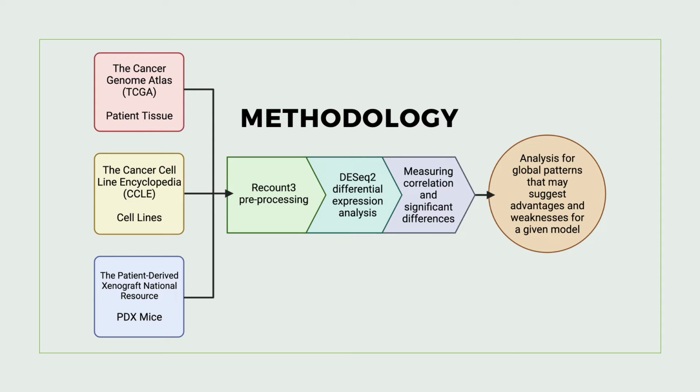To combat batch effects, we pulled the data from a resource called Recount3, which uniformly processes raw RNA-seq data with the monorail system to make cross-comparison between consortia more accurate. From here, we ran the data through the DE-seq2 program, which provided detailed results as to differentially expressed genes between the patient tissue and each of the preclinical models. We then ran analyses such as the Pearson correlations depicted in figures 3 and 4 to visualize the correlation between our sample groups, and were able to expand our analyses to seek global patterns that could suggest advantages and weaknesses for each of our models.